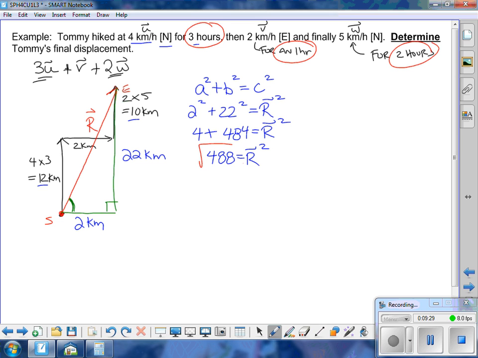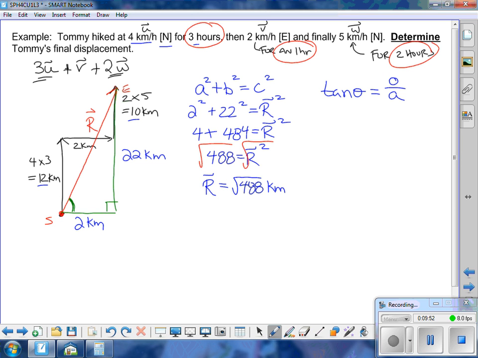Take the square root of both sides. And the resultant then is the square root. And again, you can use the calculator. If square root signs freak you out, get rid of it. Use a decimal. So the resultant is the square root of 488 kilometers. The angle's always tan theta, so that's kind of nice. I don't have to think too hard on what trig ratio.